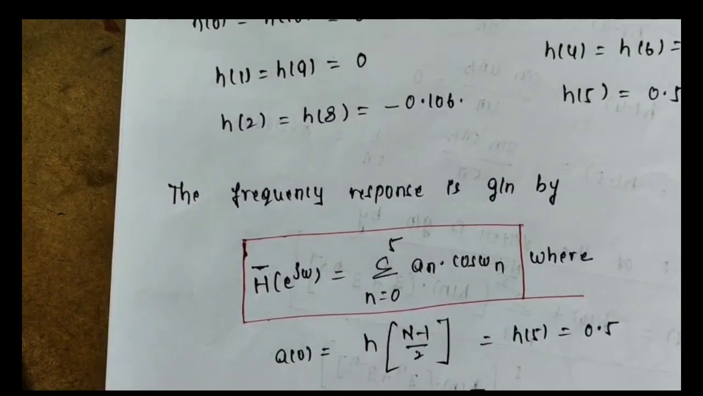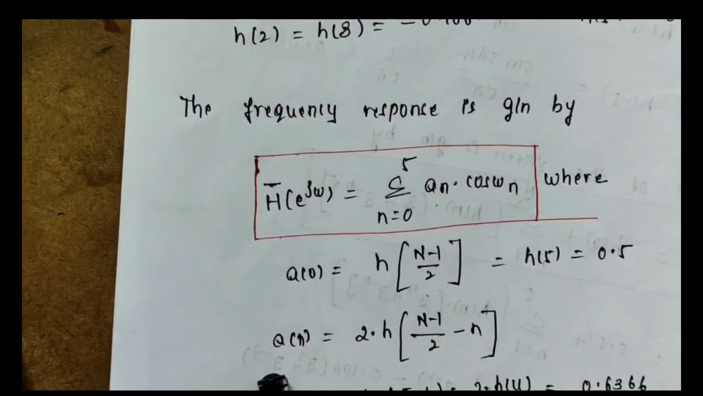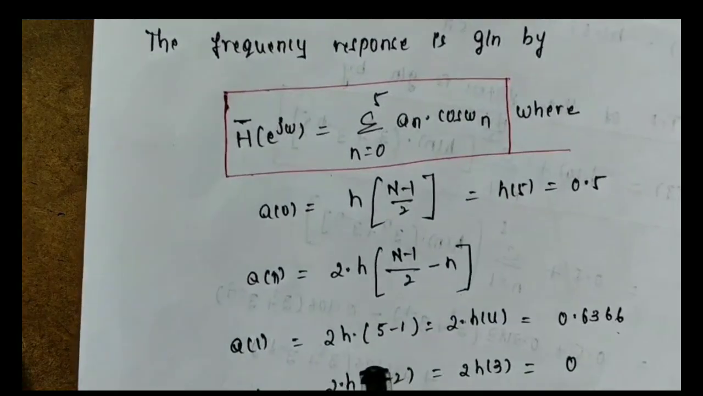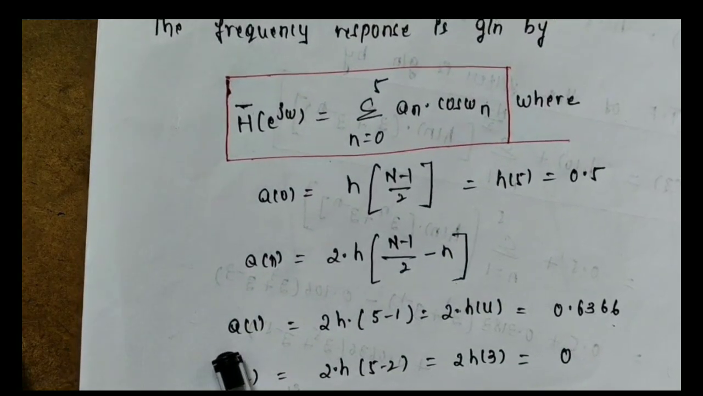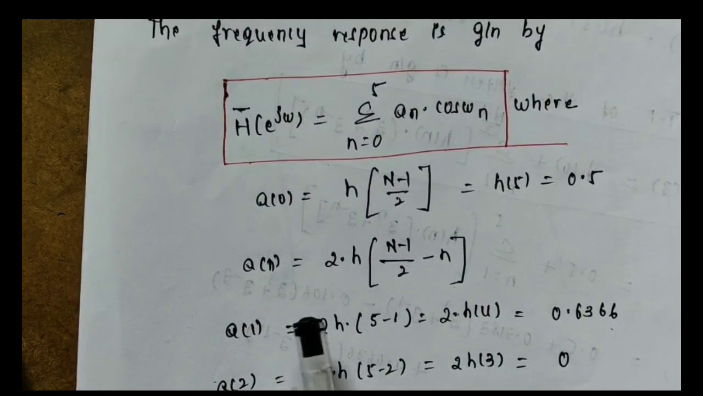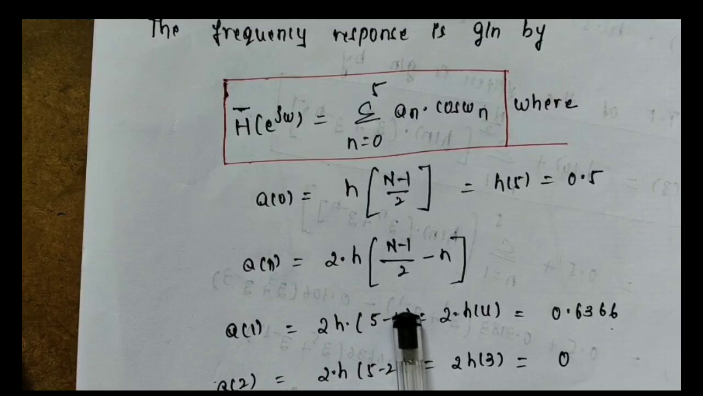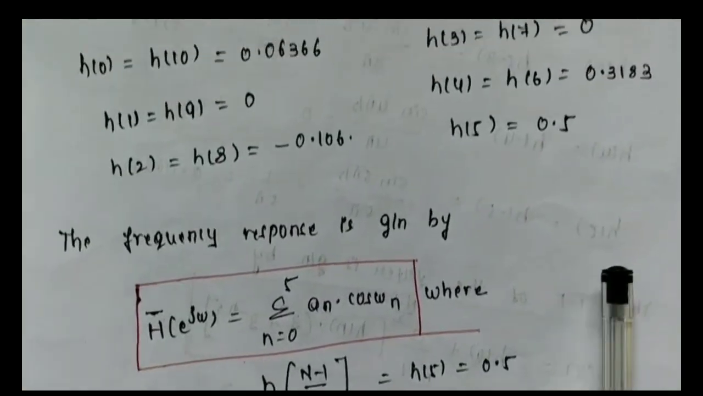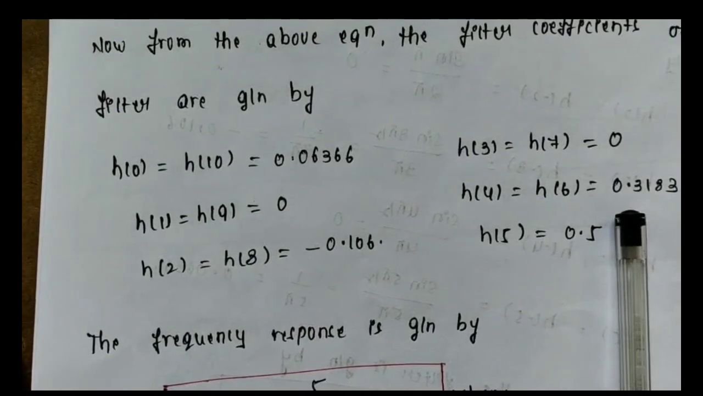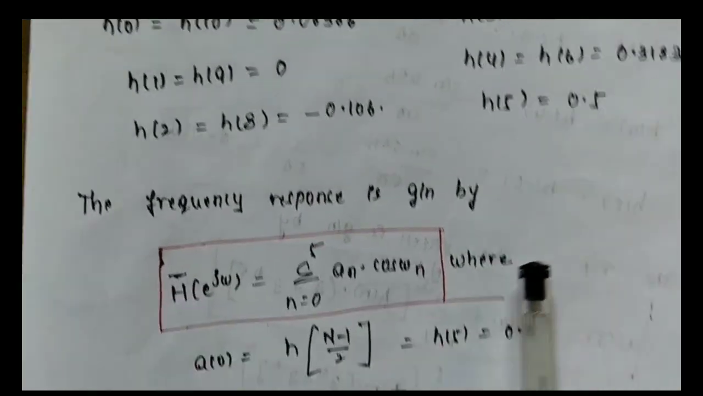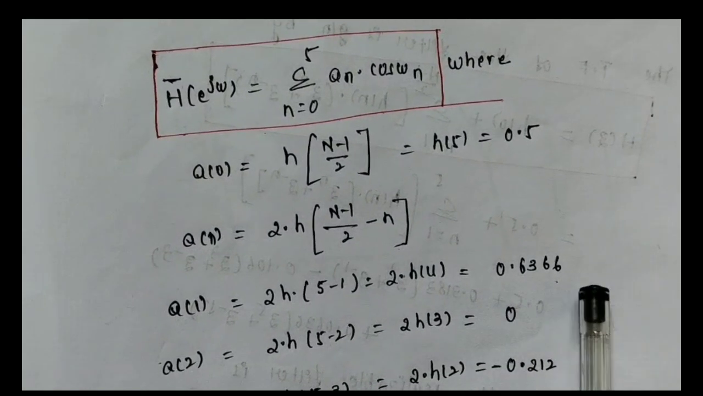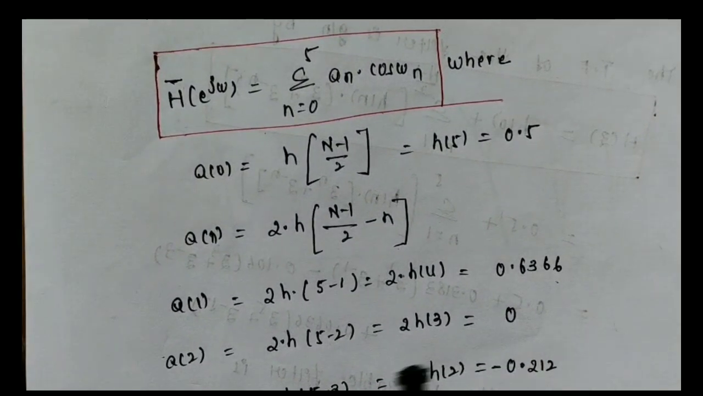I'm substituting here. Now the formula for a of n is equal to 2 into h of (N minus 1) by 2 minus n. So in this you will substitute a of 1. If you substitute the n value, 2 into h of 5 minus 1, you will get 2 into h of 4. 2 into h of 4 means h of 4 we got already 0.3183. 2 into h of 4 you will get the value 0.636. Guys, I think you understand.